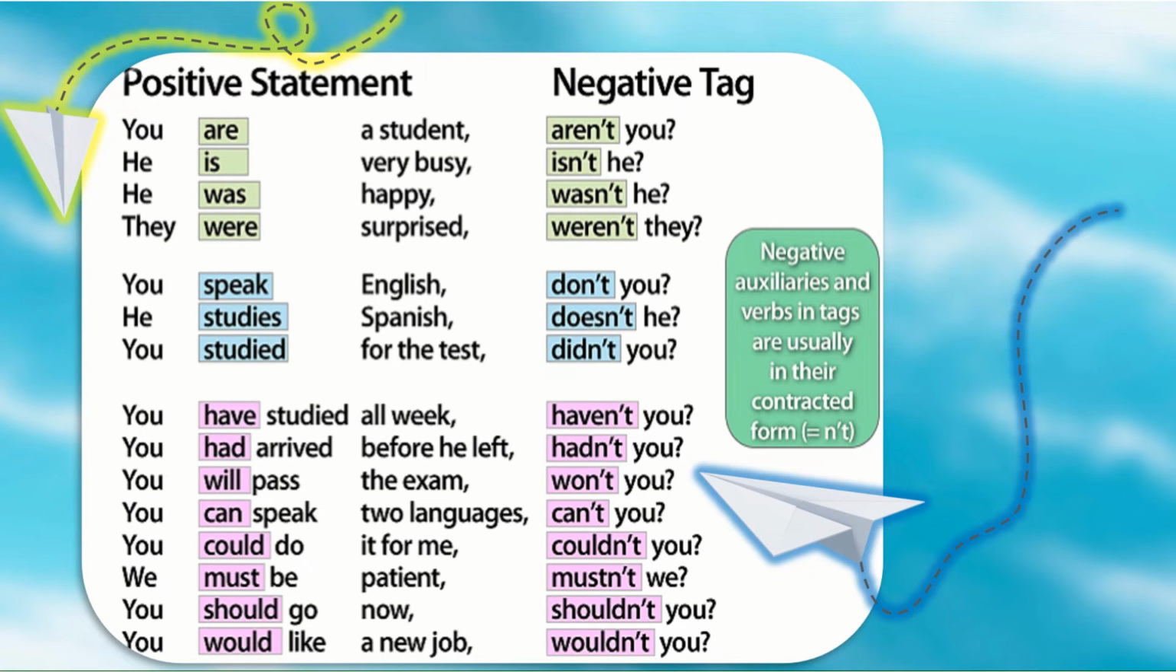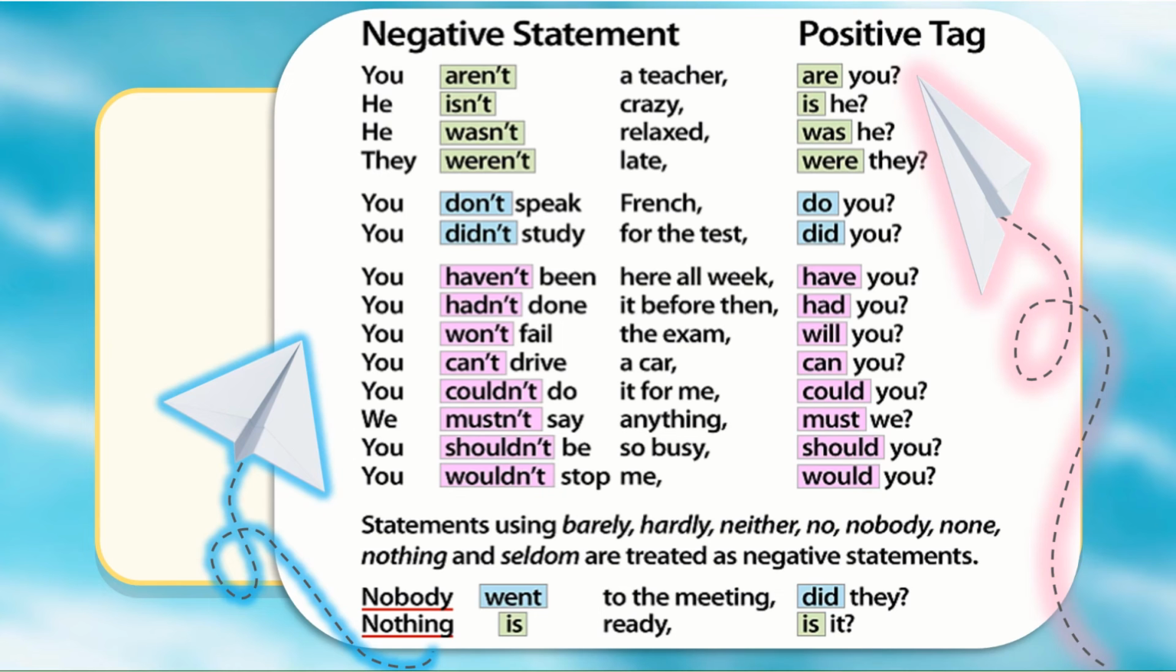"We must be patient, mustn't we?" "You should go now, shouldn't you?" "You would like a new job, wouldn't you?" Also, if you notice in all those examples, if you have a positive statement, you need a negative tag. But what about the opposite? If you have a negative statement, you need to have a positive tag.